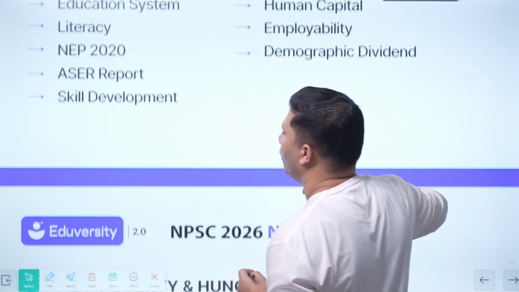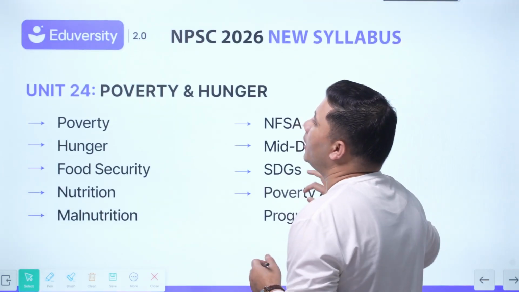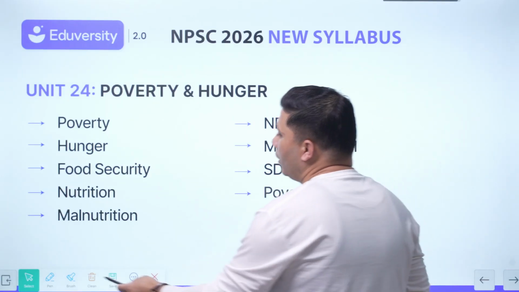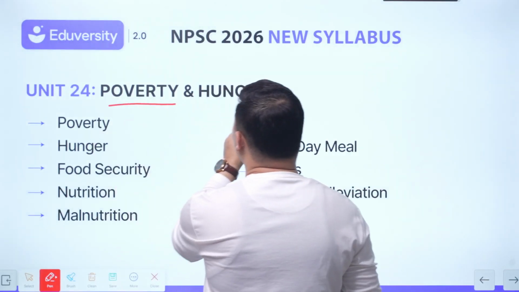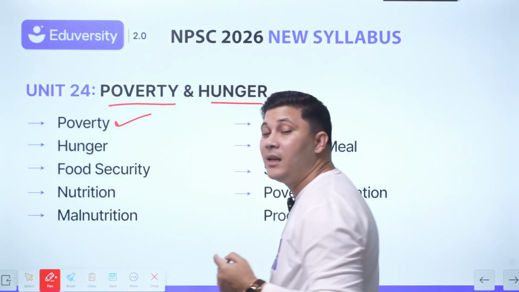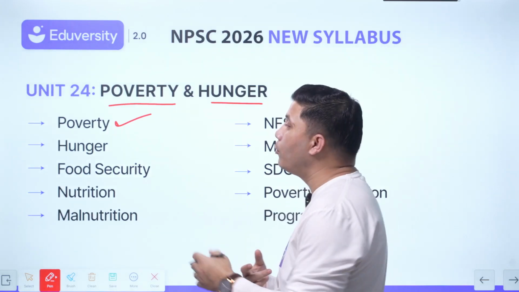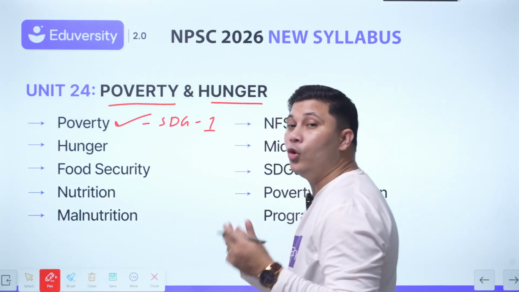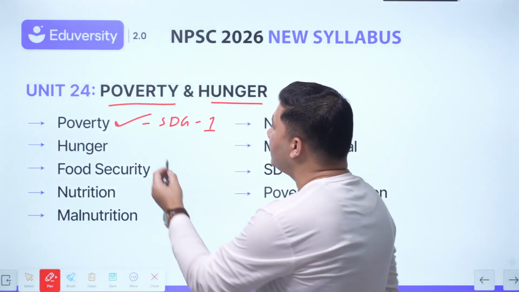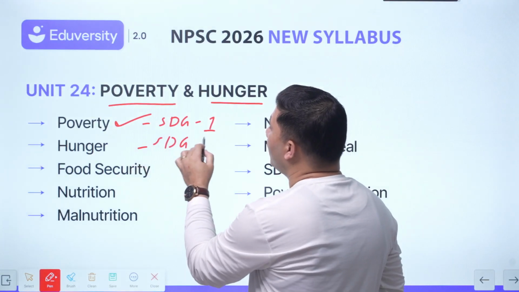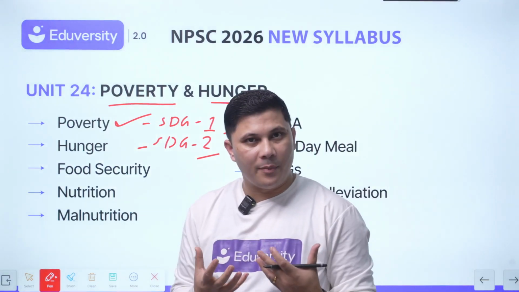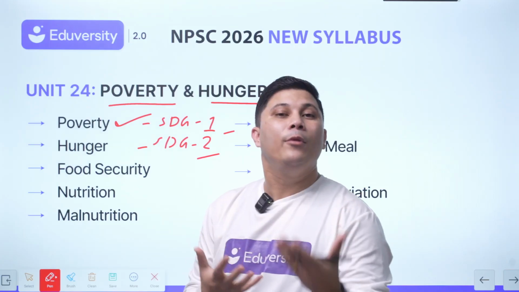Now going forward, in unit 24 under social justice, we have to learn about poverty and hunger. What does the data say about poverty? SDG 1 says no poverty. You got a point, right? SDG 2 is zero hunger, right? What are the aims of the Government of India? What developments are taking place?